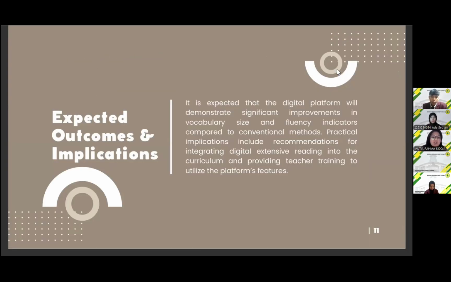Okay, for expected outcome and implication, it is expected that students using digital reading platform will show better improvement in vocabulary and reading fluency compared to those using conventional method. This study also provides practical implications such as integrating digital reading into the curriculum and training teachers.